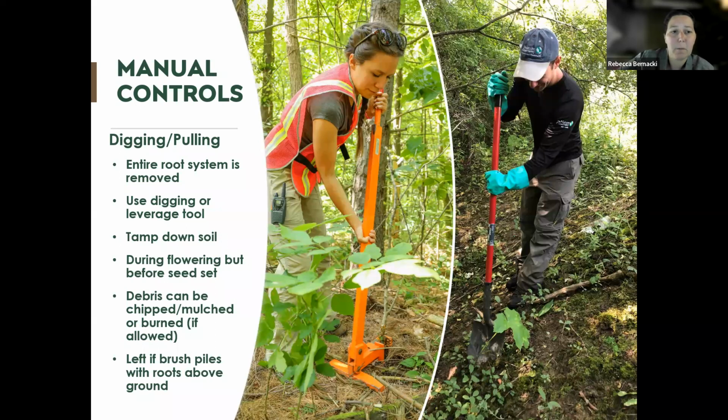Debris from your mechanical management can be chipped or mulched or burned on site if allowed under local ordinances. And it can also be left in brush piles with the roots above the ground. Those really apply to more of our woody species. If you're going to dig or pull smaller, more herbaceous species, we want to place those in a black contractor bag for 2 or 3 weeks in the sun until they're completely solarized. And when they become really brittle or a little bit mushy and partially decomposed, they're no longer viable and can be disposed of in your native trash stream.